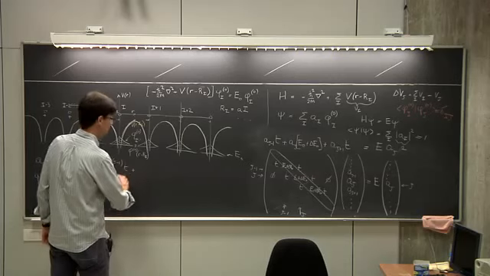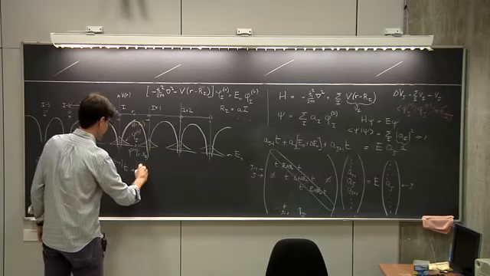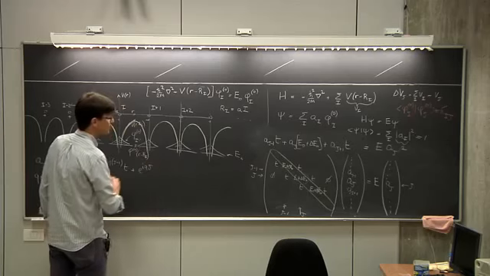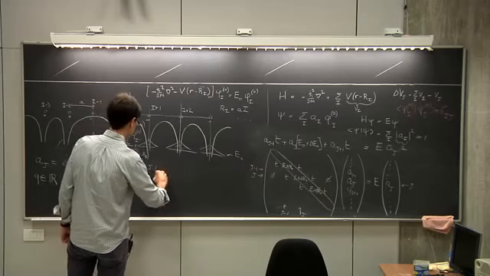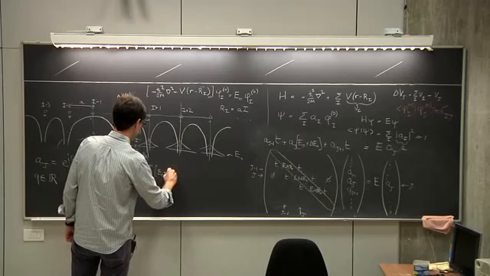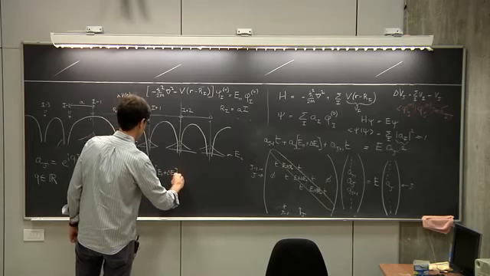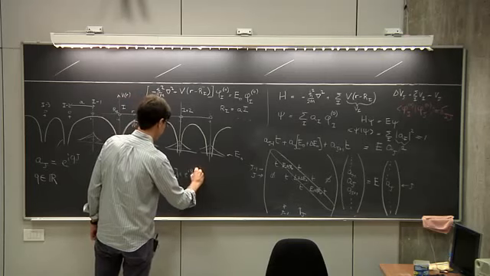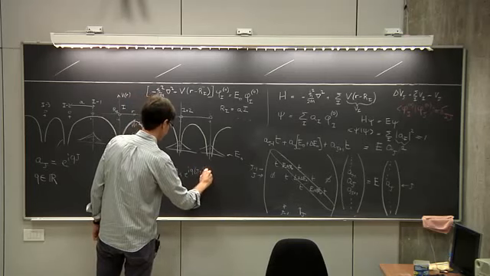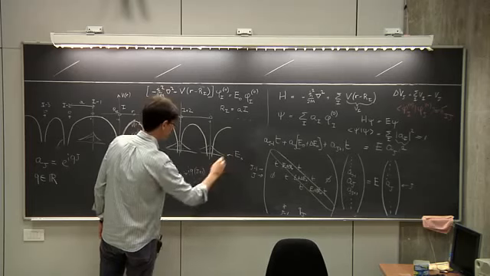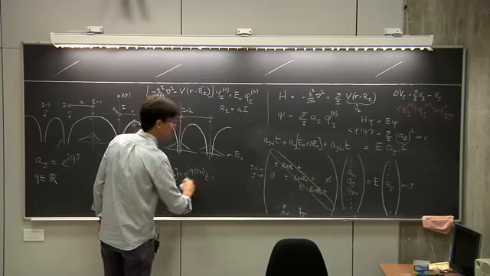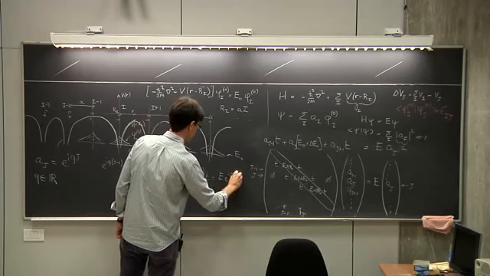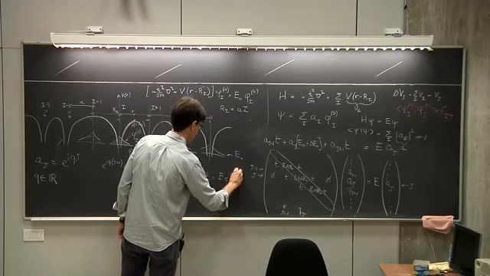T plus A_j, so A_j is e^{iQj}, E_0 plus delta E_0, plus e^{iQ(j+1)} T. And this must be equal to E e^{iQj}.